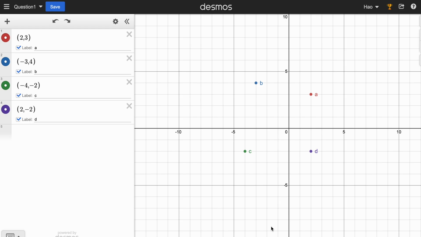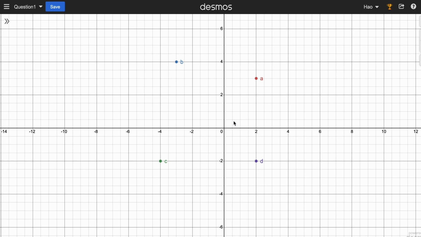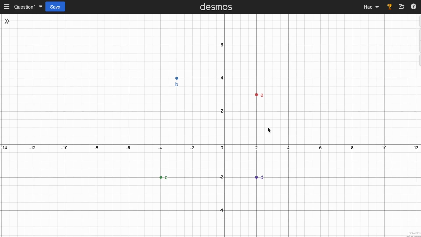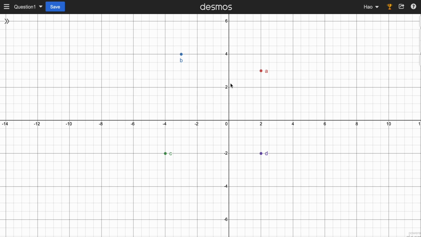Okay, as for the first question, it wants us to work out the coordination, right? So let's do that. Before we start, how do we work them out? How do we get the coordination right? Also, you can see that I have said you can see exactly what the coordination is, but let me shut it down. This is how the question gives us.